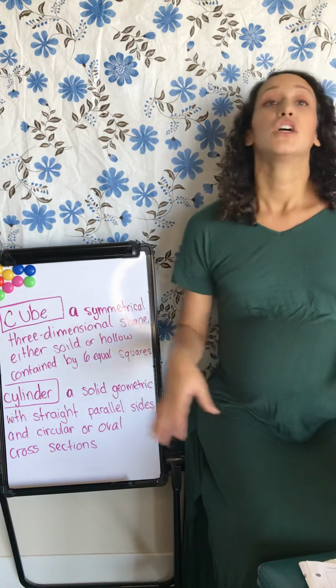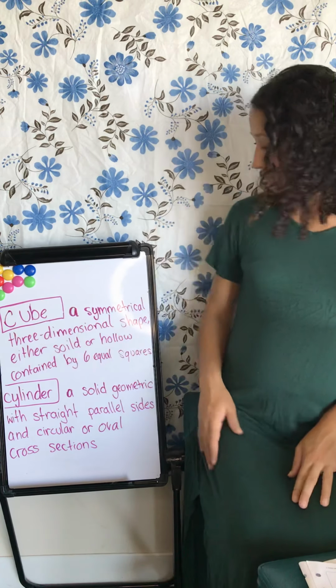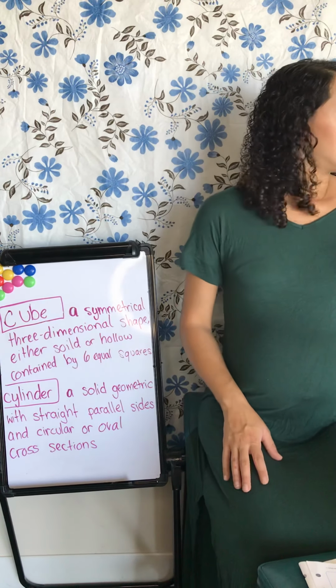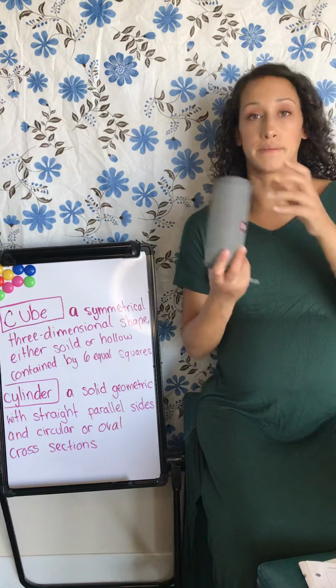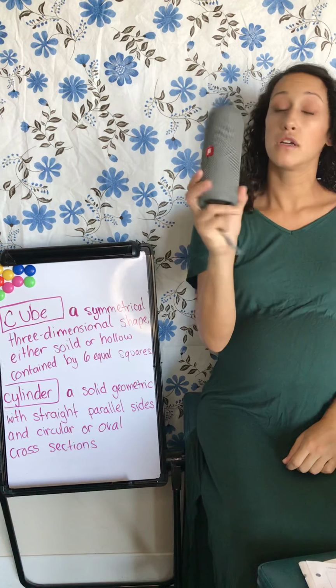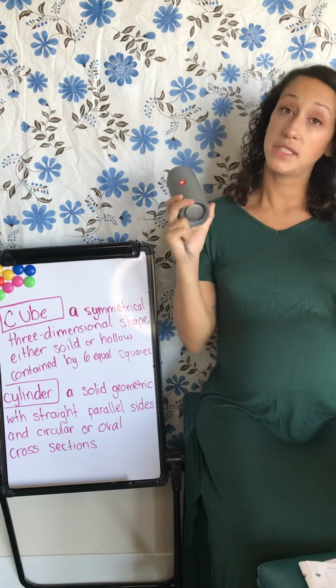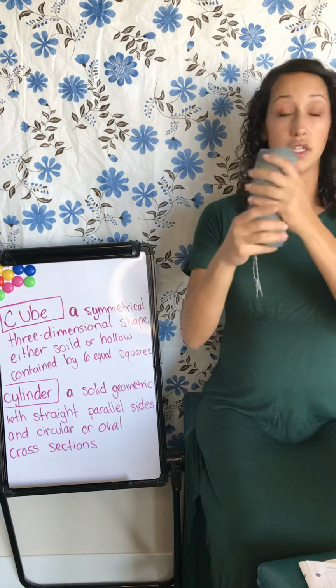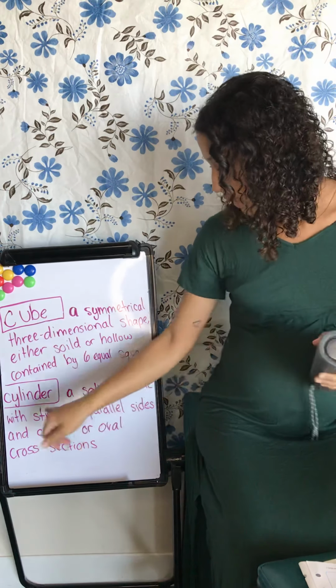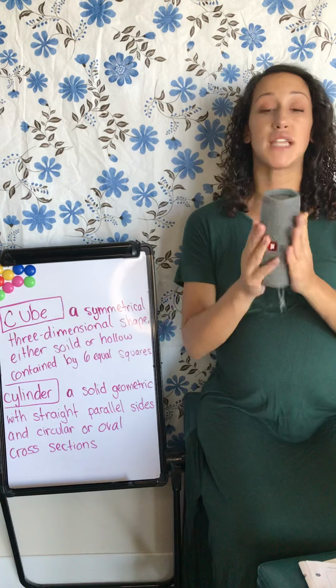So a solid, that means it's one piece. Here's a solid. This beaker is a cylinder. Let's see if it fits in with the definition. It's solid, I can hold it. It has straight parallel sides.